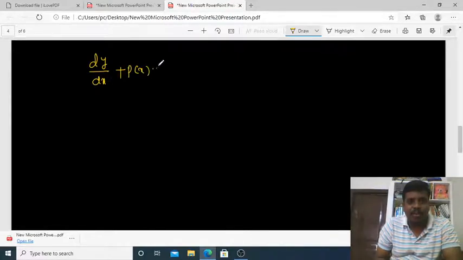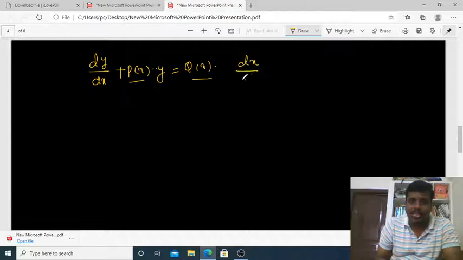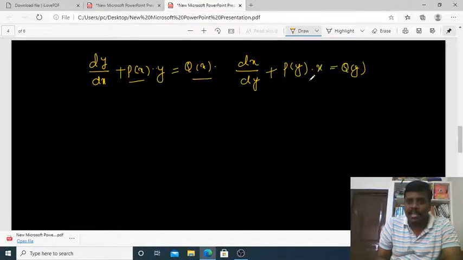x into y equals q of x. This is the first order linear differential equation, where p of x and q of x both are functions of x. Okay, and also you can write dx by dy plus p of y into x equals q of y. In this case the dependent variable is x, the independent variable is y. In the other case the dependent variable is y and the independent variable is x.